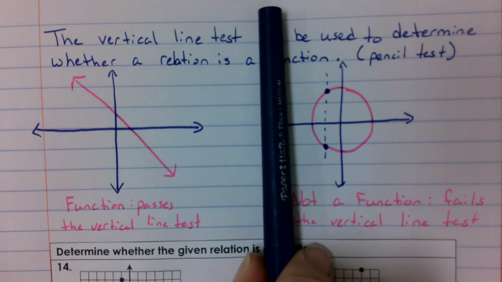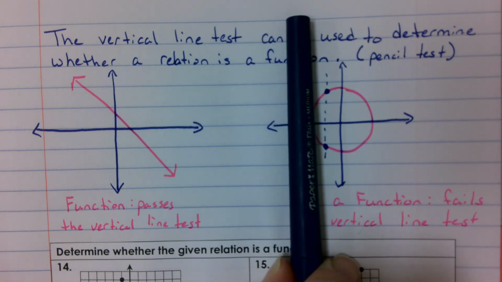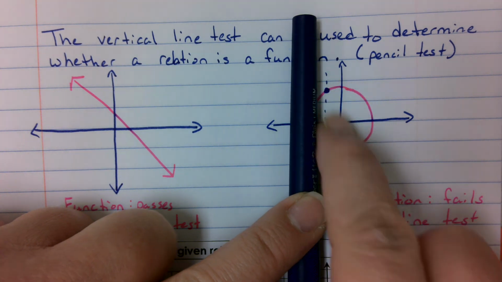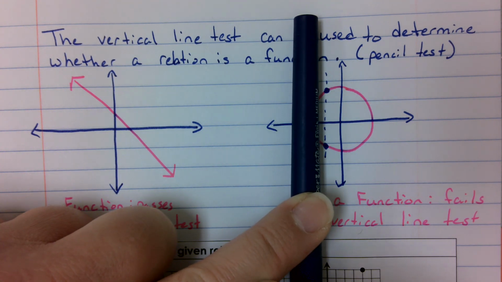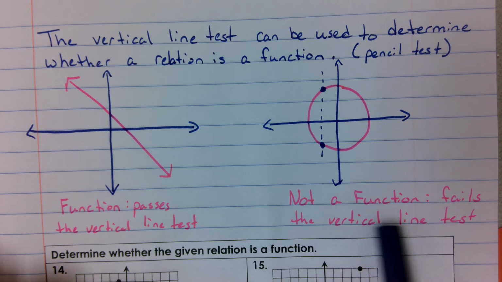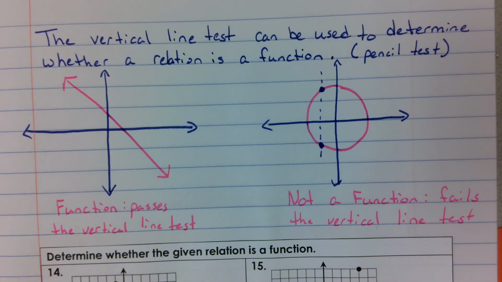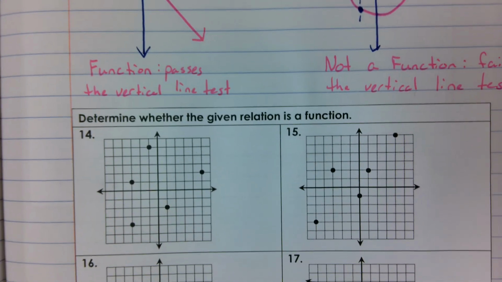All right, here, I've already identified this, so as soon as my pencil is crossing or intersecting that graph in 2 places, not a function. It has failed the vertical line test. So that vertical line test is what you're going to use whenever you have a graph. So let's look at some examples.